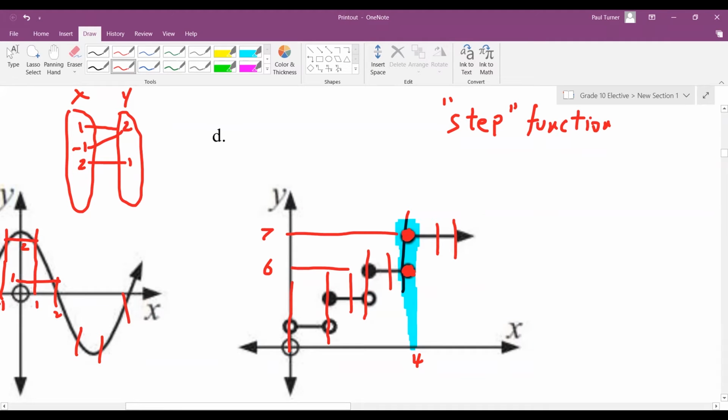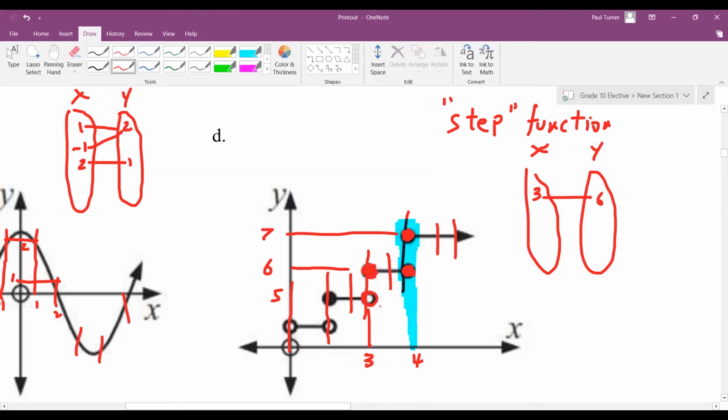This one's no problem because, for example, if that's 3, this will have value 6, but not 5 because it's an open circle in this case. So if you are doing the diagram here, you can copy it if you like or watch the video later. So for example, 3 will have value 6. That's okay. But the problem here is the 4. 4 has 2 values, 6 and 7.